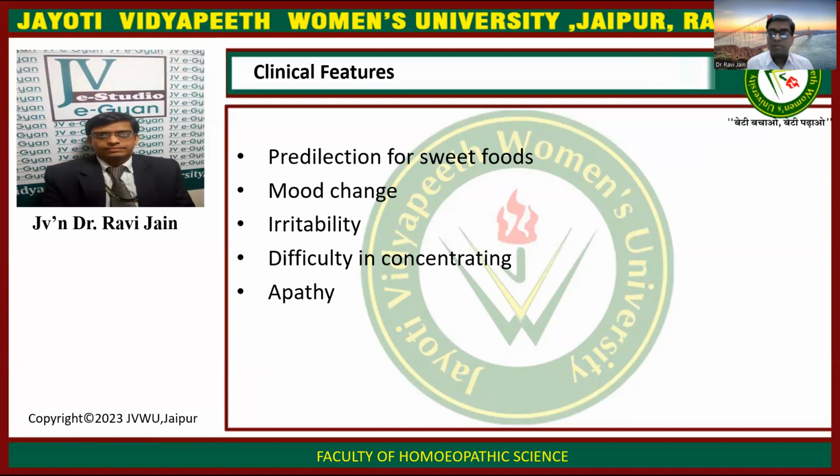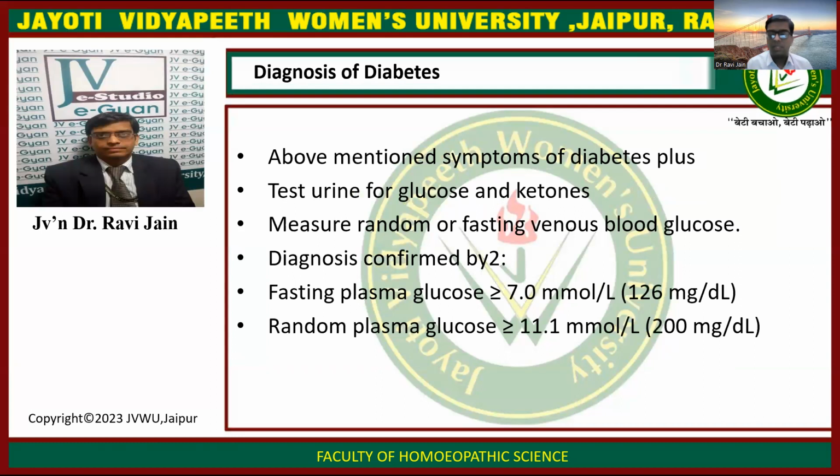Since the person has diabetes and there is a restriction of sugar and sugar substances, he becomes more and more predilected or prone towards sweets. Mood changes take place, and the patient becomes irritable with difficulty in concentration and apathy. Apathy means there is no desire to do any kind of work. So the person is more predilected for sweets. There are mood changes, irritability, and difficulty in concentration with apathy.